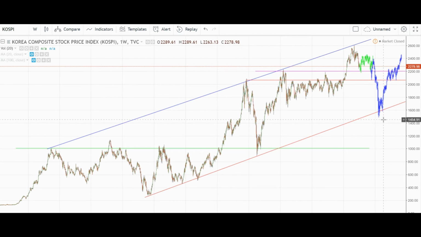So I personally think that this is a very beautiful chart because it has a very strong resistance and support and parallel support and resistance.